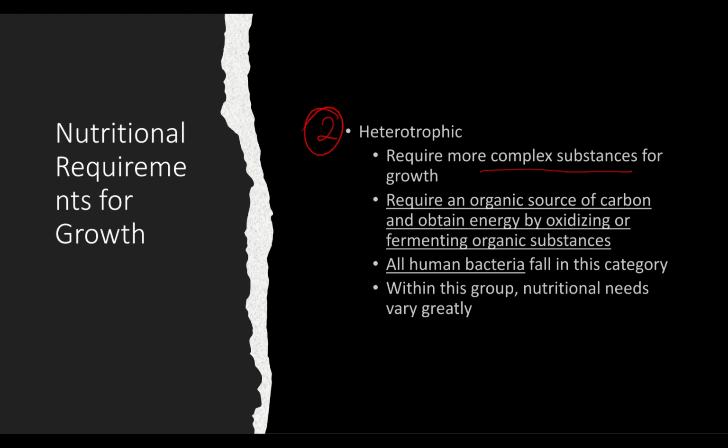But heterotrophs need an organic source. Most likely they will eat the producer in the food chain, and that is their source of organic carbon. The other main difference between the autotrophs and the heterotrophs is this: all human bacteria fall in this category. Usually the bacteria that are in humans, whether good or bad, are all heterotrophic. That's why they reside in the human body, because they can extract the organic carbon source from our body. That makes them heterotrophic.